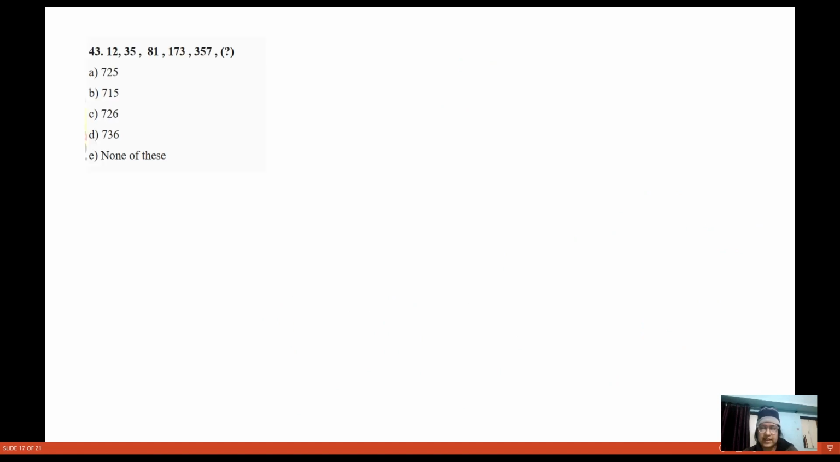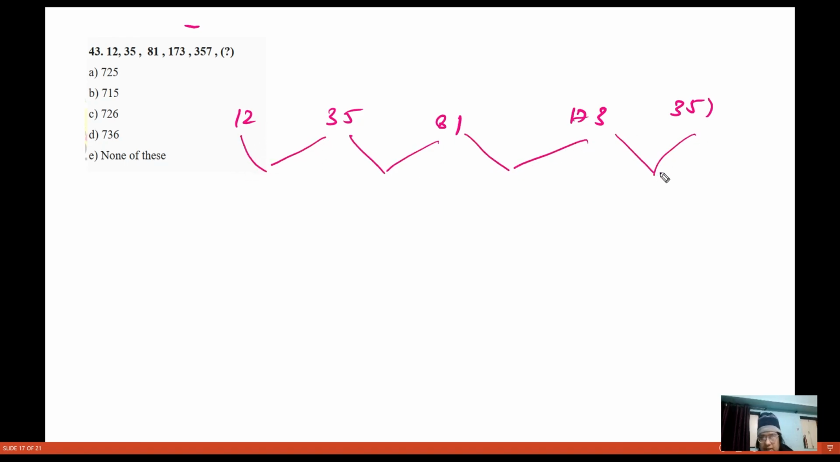Let us look at the next series as well. Okay, so this is 12, 35, 81, 173, and 357. See, for me, this is multiplication as well, but this is going a little bit close also. So let us do by difference method. If not, then we'll see any other logic. Okay, first let us do by difference method only.